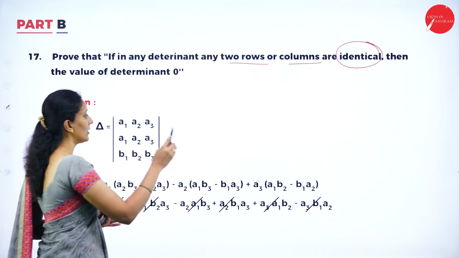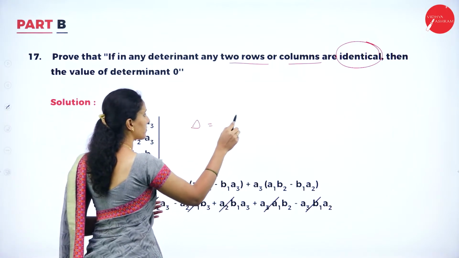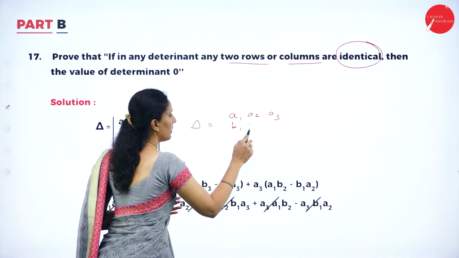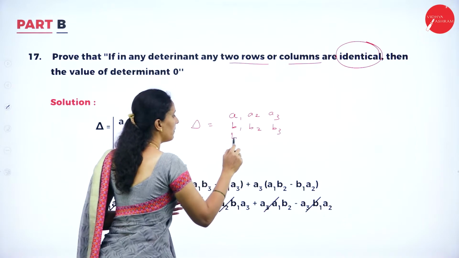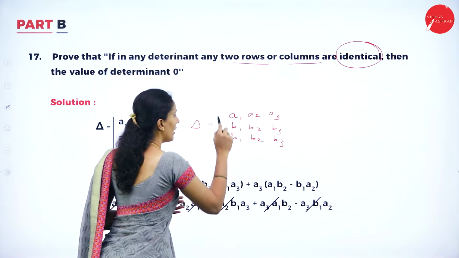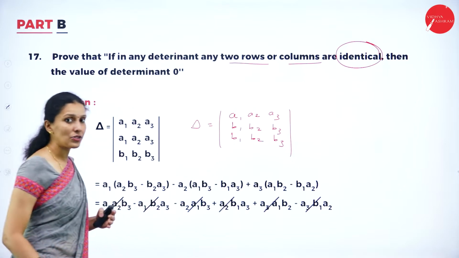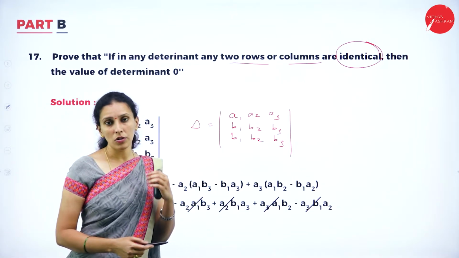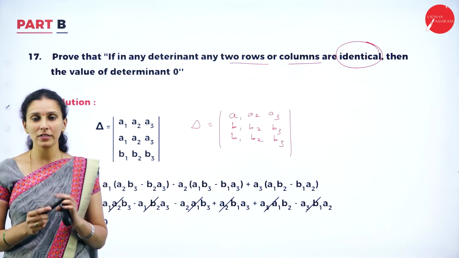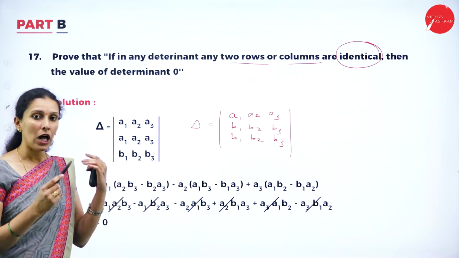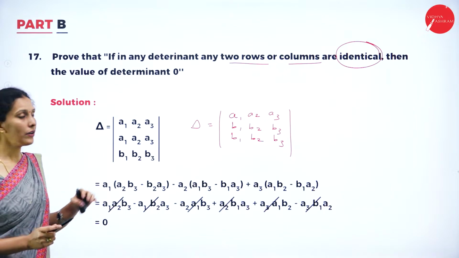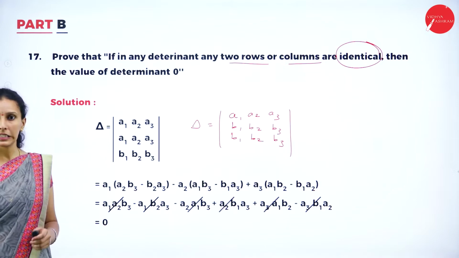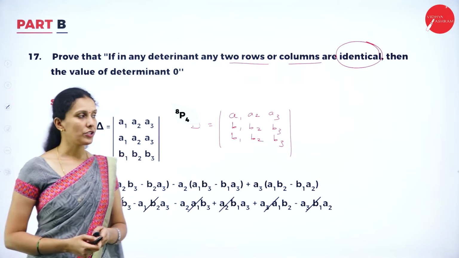You can take the delta in the form of A1, A2, A3, B1, B2, B3, B1, B2, B3. Here we have made the last 2 rows identical. Similarly, you can take any 2 columns also with identical elements. So however you write the determinant, where any 2 rows or columns are identical, the value of the determinant will become 0. So let's see the next question here.